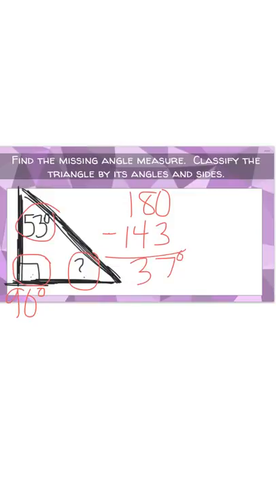Since you have one right angle, that means that it is a right triangle. And your sides are all different because you have a 37 degree angle, 53, and a 90 degree angle, and they're all different. So this makes this a scalene triangle.